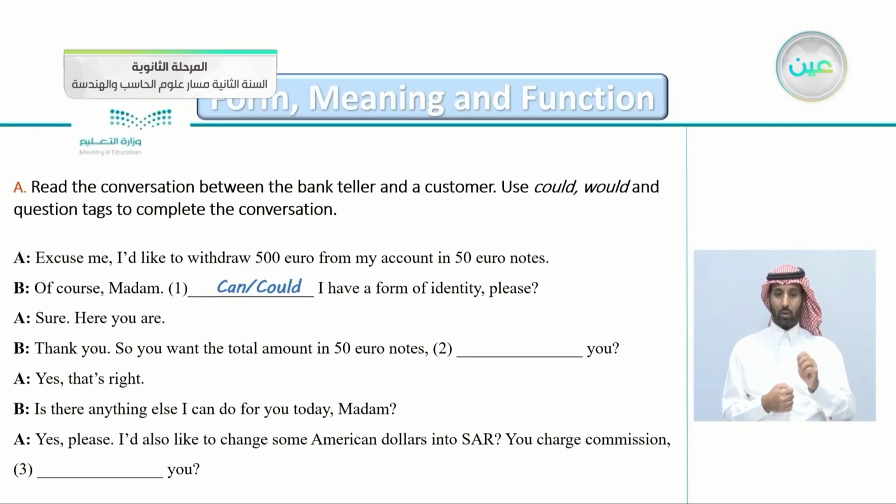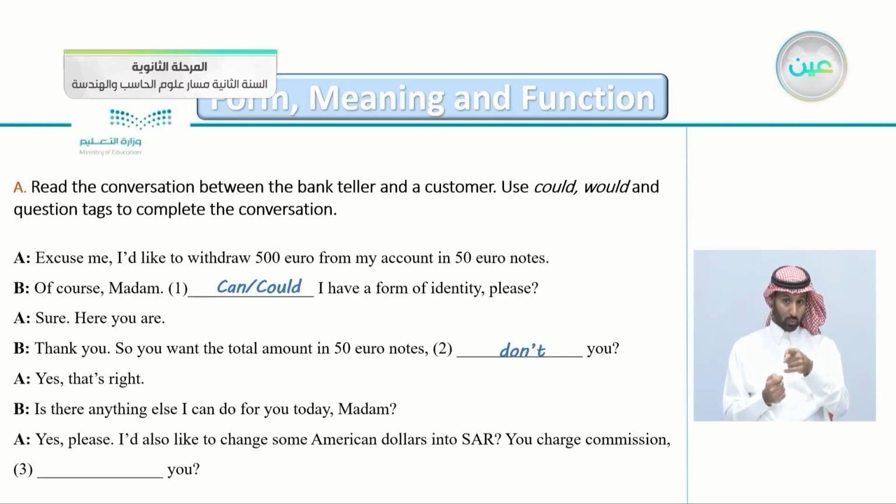And the question tag here, you. Again, thank you. So you want the total amount in 50 euro notes. And the word you, notice here, this is an affirmative sentence. So the tag will be negative. So we say, don't you? You want the total amount of 50 euros in 50 euro notes, don't you?